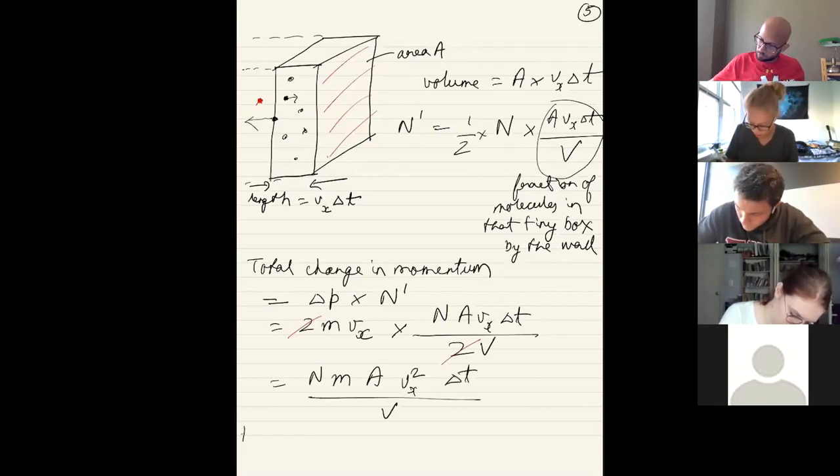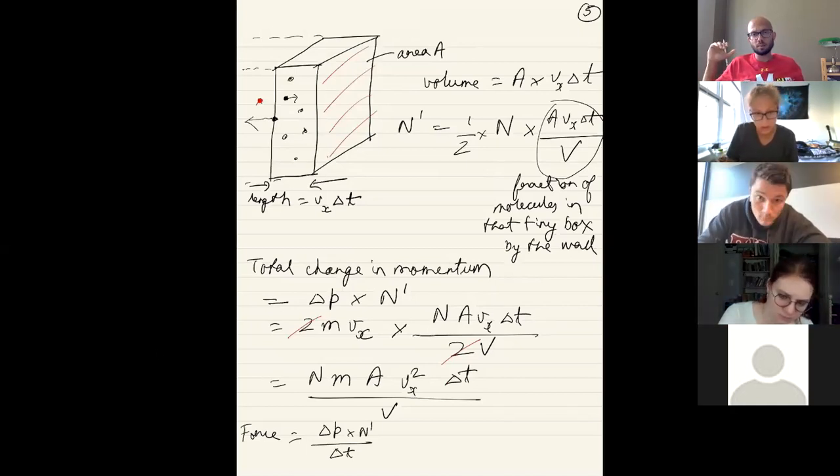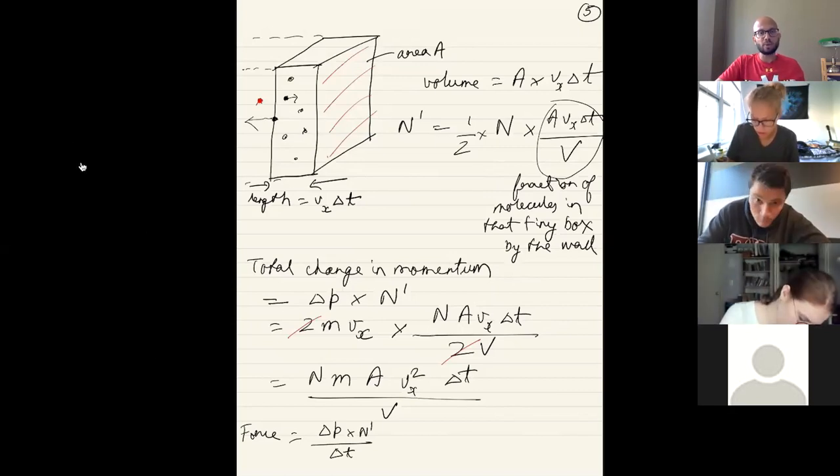What is force? Force is rate of change of momentum. So force is delta P times n prime, by delta t. Normally force is just delta P by delta t, but remember we are thinking here about the force due to all the n prime gas molecules, not just the delta P ones.